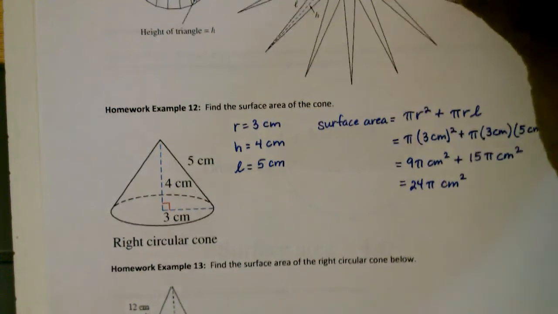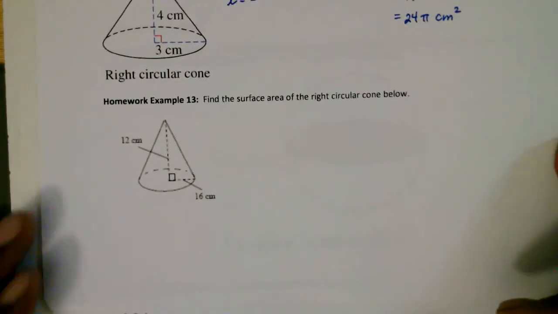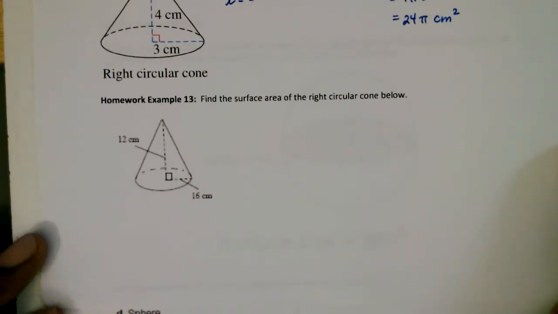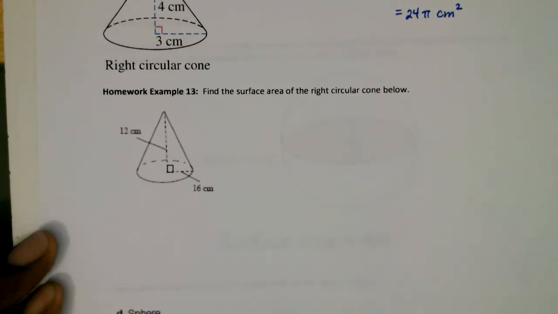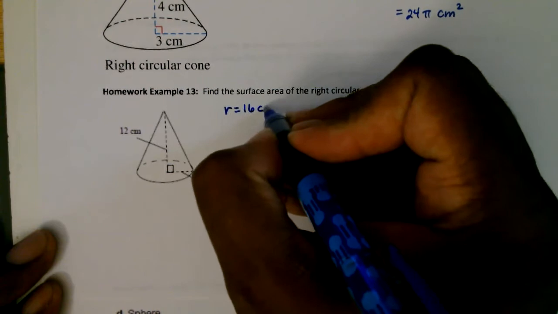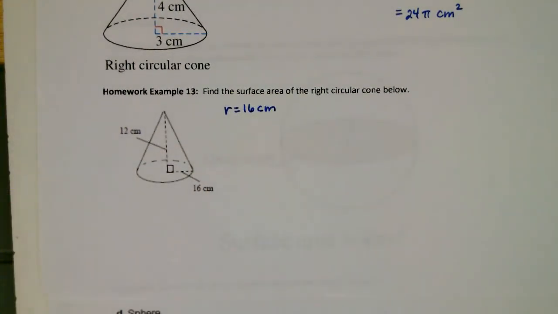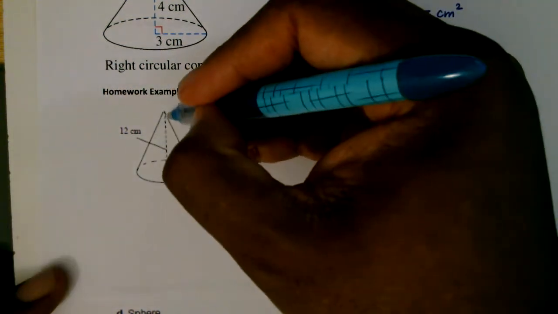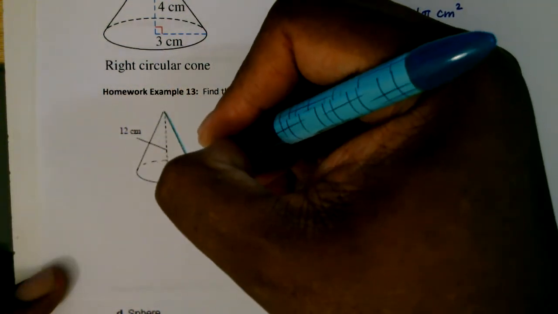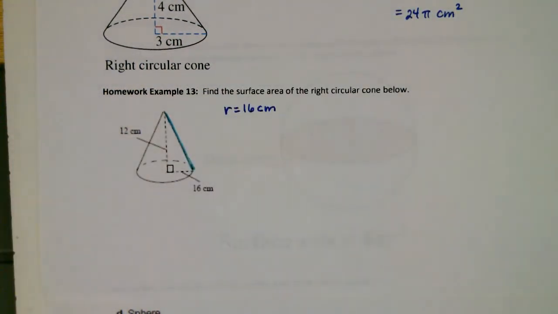All right, now let's look at this example right here. Let's say I want to find the surface area of the right circular cone below. Well, I know something here. I know the radius is 16 centimeters. I need to know what the slant height is. In other words, I need to know the length of that slant height, that's the length on the face of that cone.